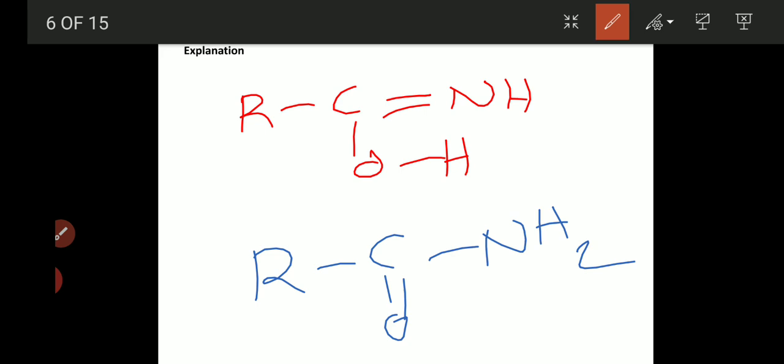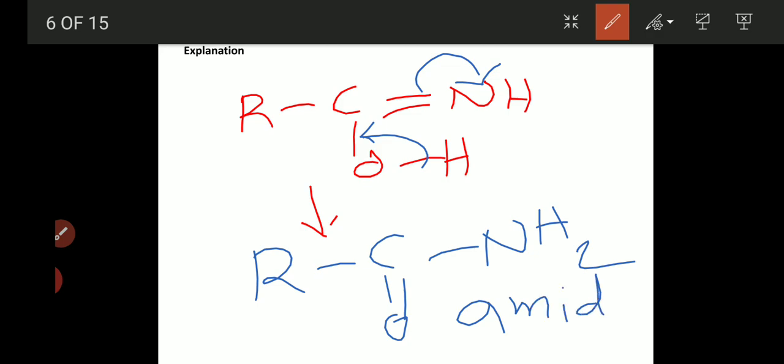Okay, we don't show all these plus and minus charges. Simply what will we show? This pi bond shifted here, and this nitrogen captures this hydrogen. That's all. Simply we show it like this, RCONH2. Behind that, there is so much to understand. Now this is not the final product.